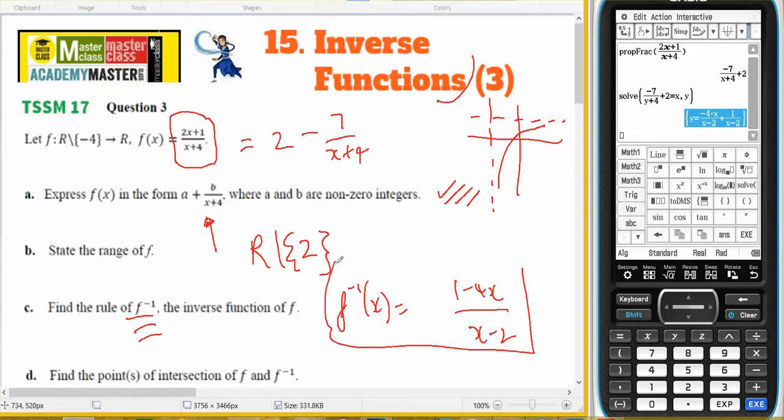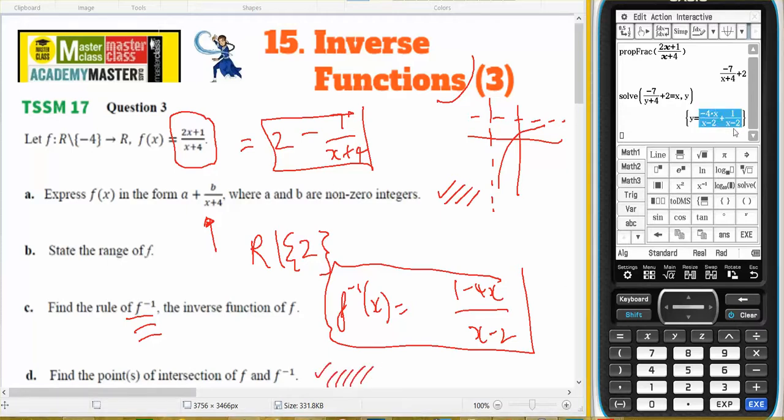There was nothing to say that the rule had to be given in this form here. And lastly, find the point of intersection where the function cuts.